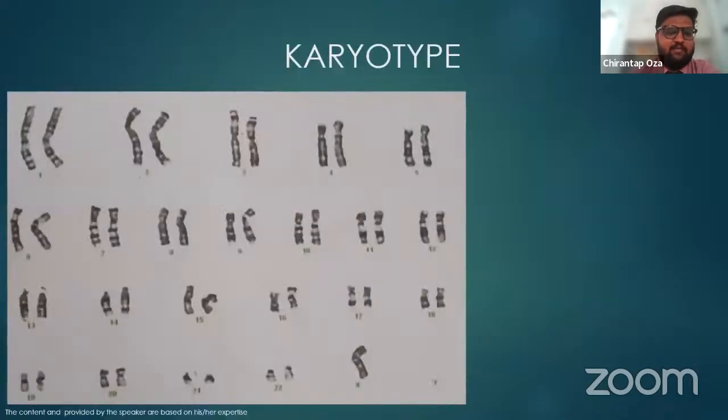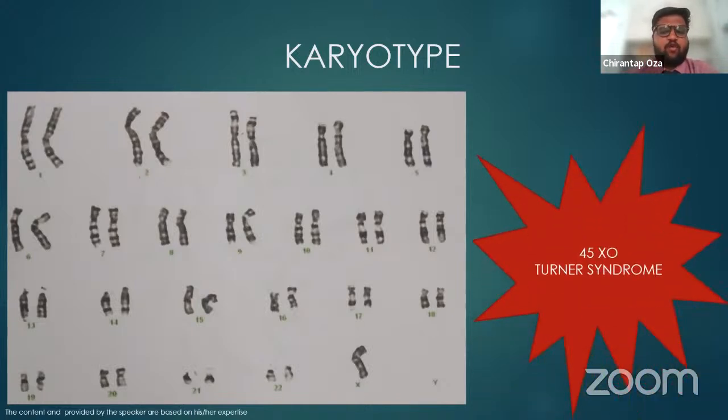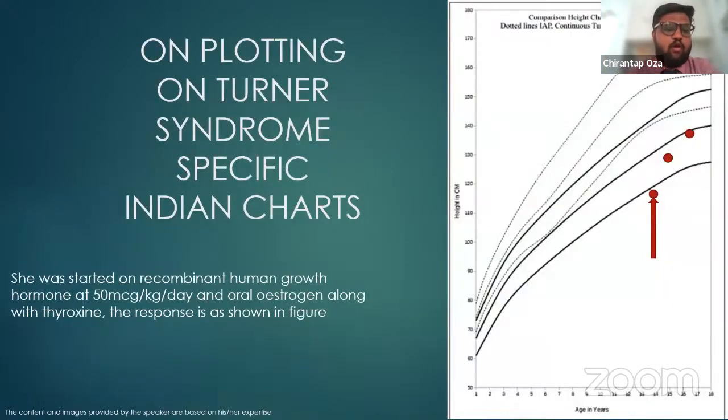So this is the karyotype image of the patient, and as we can see in the bottommost row, there is only presence of a single X chromosome. So this is 45,XO, which is Turner syndrome. Now on plotting the girl on Turner syndrome specific Indian charts, we can see that at 13.5 years, at 115 centimeters, she's even short for the Turner growth charts. So that might be suggestive of some coexisting comorbidity like hypothyroidism or celiac disease.